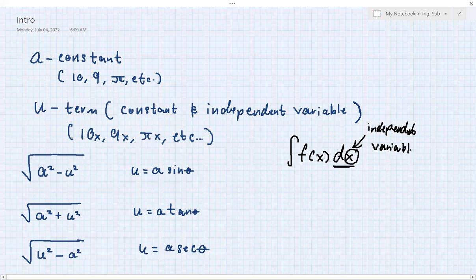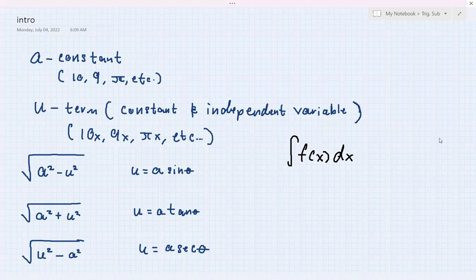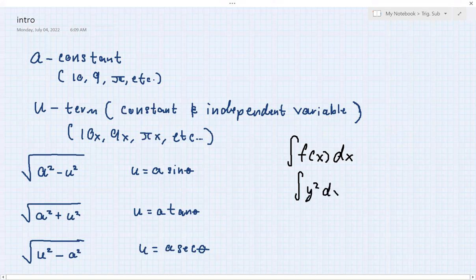But yeah, that is your independent variable, yung naka-x. So, kung ganun, if yung kapartner ng D mo ay x, therefore, x din yung sa loob ng function. Otherwise, it is invalid for you to integrate. Tulad nito, y squared dx. So you see, this one is not possible.